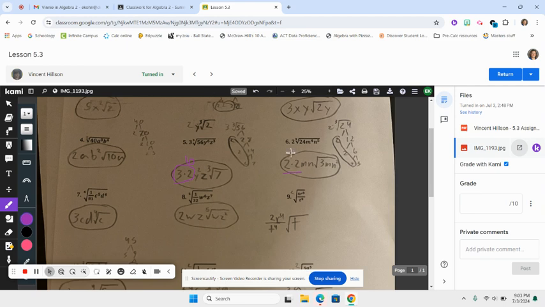Same thing with this one. This one should be a 4 instead of a 2 times 2. You just want to simplify that and write it all as one number, okay? Not a big deal. I just wanted to make that note.